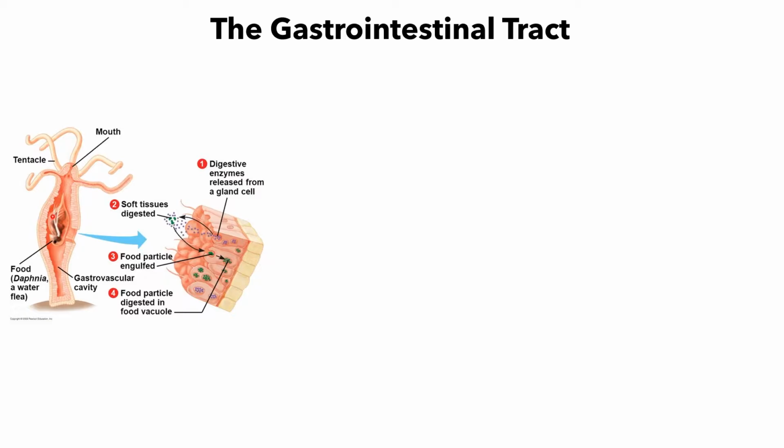For this example, we see here a hydra, and inside the hydra we can see a water flea, also known as a daphnia. Now, this hydra has a mouth and tentacles that help it capture the food, and lining the gastrovascular cavity of the hydra, we can see a special group of cells, these epithelial cells. And over here we can see the step-by-step process of digestion.